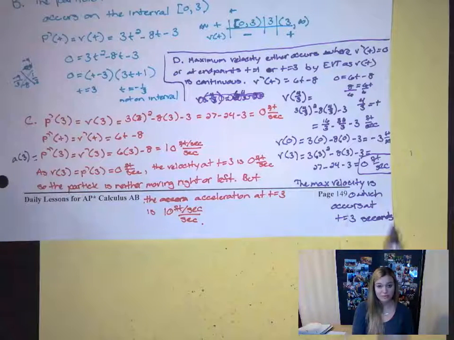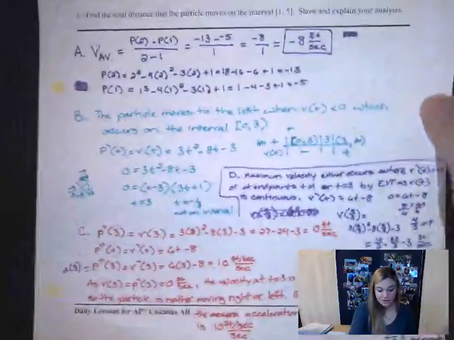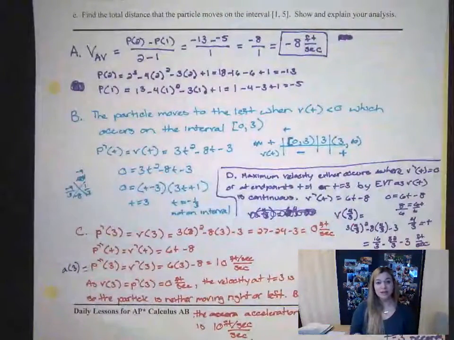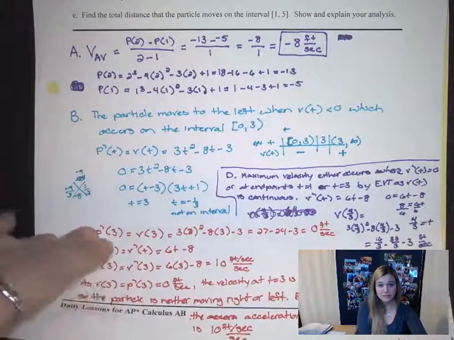So I'm given lots of information here. The last one is talking about finding the total distance. Again, this is hard because we don't have a calculator, so we have to do a little bit more work. For total distance, you have to consider when the particle is moving left and right. A particle is moving to the left when velocity is negative, to the right when the velocity is positive. This is where I needed a new page.